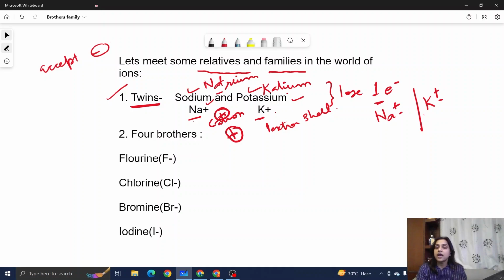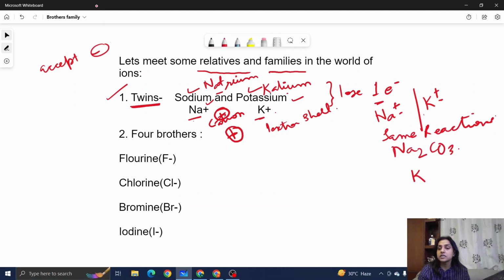Both of them have the same chemical reactions. If you are seeing one compound with sodium, for example, sodium carbonate is Na2CO3, similarly potassium carbonate would be K2CO3. You just replace them since they are the twins. They behave exactly in the same way. Potassium is slightly more reactive, having one extra shell.